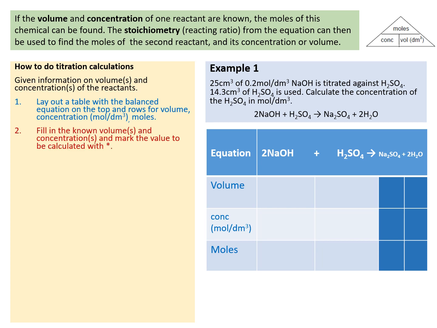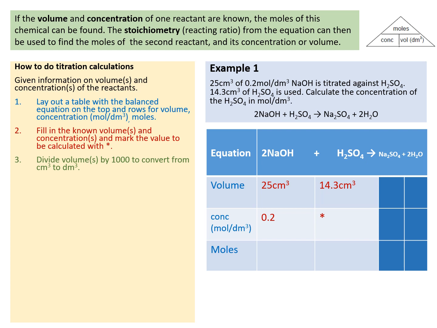Step number 2, we then want to fill in the known volumes and concentrations and mark whichever value we are supposed to calculate with an asterisk. So we are told we have 25 cm³ of sodium hydroxide, we have 14.3 cm³ of sulfuric acid, and we are told the concentration of the sodium hydroxide is 0.2 mol/dm³. We are asked to calculate the concentration of the H2SO4, so I'm going to put an asterisk in that box to remind me that that is what I am working towards calculating.